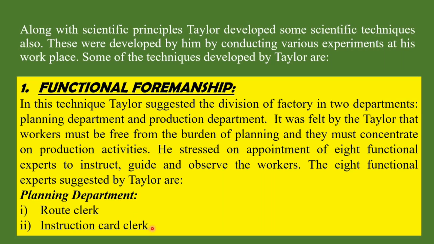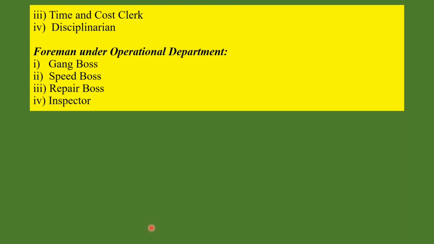Next one is your instruction card clerk. This foreman was responsible for giving general instructions necessary to carry on the job in a particular specified manner. So this was the duty of this foreman. Next one is your time and cost clerk. Time and cost clerk foreman was responsible to fix up the time for starting and completion of job. He was also responsible for preparing cost sheet for every job.